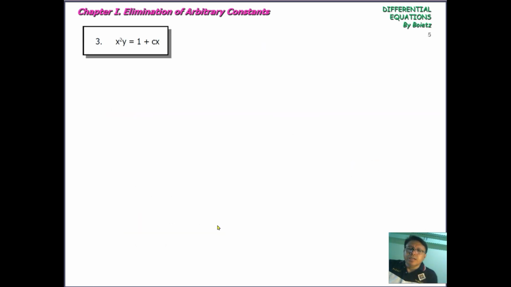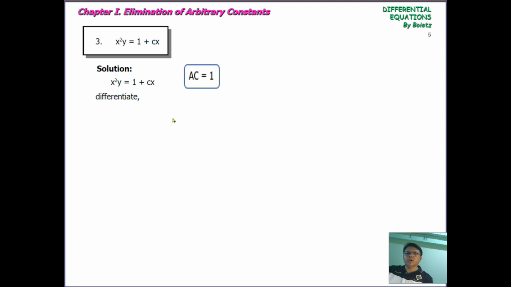So, problem number 3: x squared y equals 1 plus cx. This problem is a little different from problems 1 and 2. So, write the solution, then copy the problem, then analyze this one. Here, the 1 is not an arbitrary constant but a fixed constant. It has only one value, which is 1. It's a numerical constant. Only one is arbitrary, the c. Our variables are x and y. So, we differentiate this. There is only one arbitrary constant, so only one differentiation. Then here, this one is the derivative of a product.